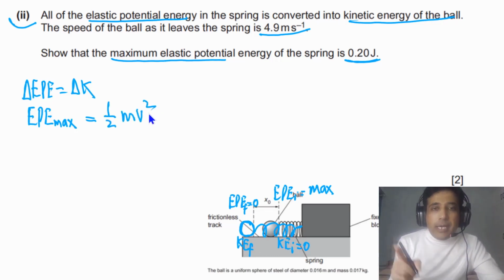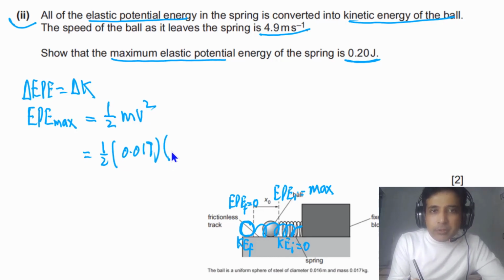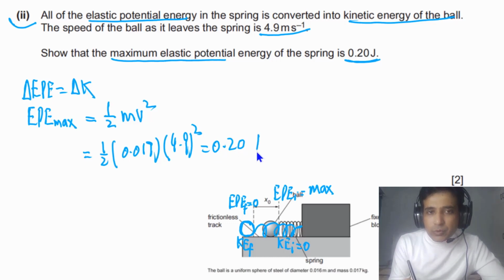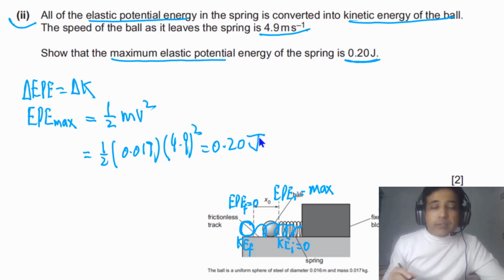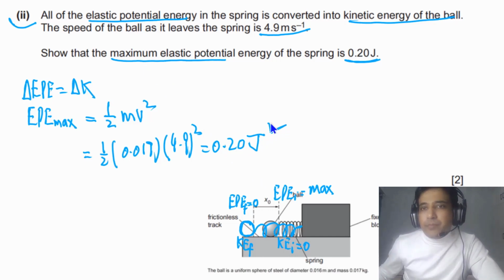And these two quantities are the same. So simply we can plug in values. Mass is equal to 0.017, this is the mass of the ball, and speed of the ball is given to us, that is 4.9. We have to take the square of this value. If we solve, our final answer will be equal to 0.20 joules up to 2 s.f. And this is what we need to show, that maximum elastic potential energy is equal to this value. So this question has 2 marks.